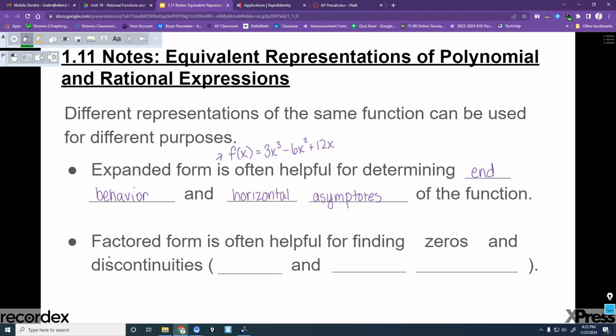The factored form, so for example, something in factored form might look more like this. 2x times x minus 4 times x plus 2 squared. Factored form is often helpful for finding zeros. That should have been blank right there. And discontinuities. Those discontinuities are either holes in the graph or our vertical asymptotes.